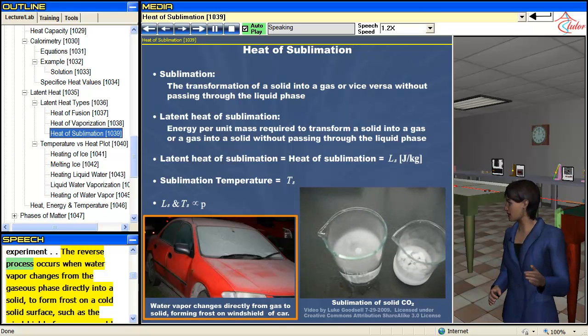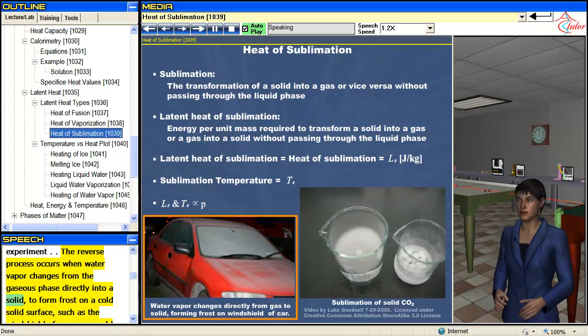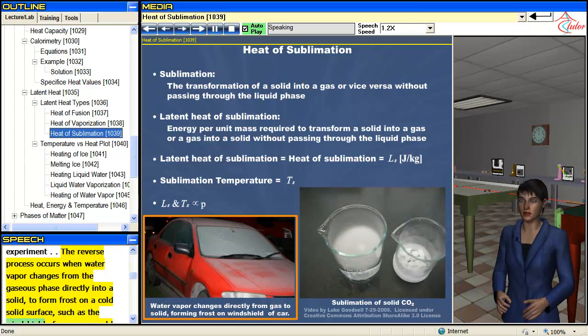The reverse process occurs when water vapor changes from the gaseous phase directly into a solid, to form frost on a cold solid surface, such as the windshield of a car on a cold winter night, or the coils of a refrigerator.